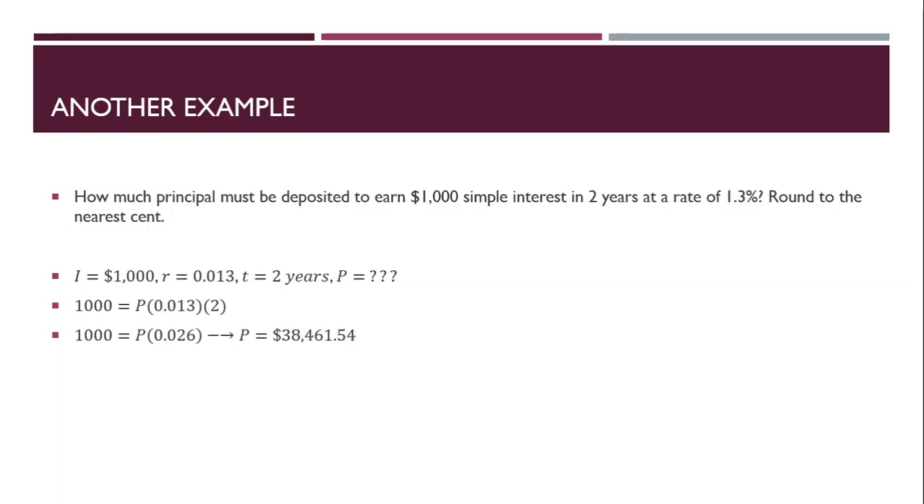We can combine some terms there and multiply out that 0.013 times 2. And then what we'll do is divide both sides of that equation by 0.026. And that will get us that P is about $38,461.54. So to make just $1,000 in a savings account over 2 years, we need to start with over $38,000.